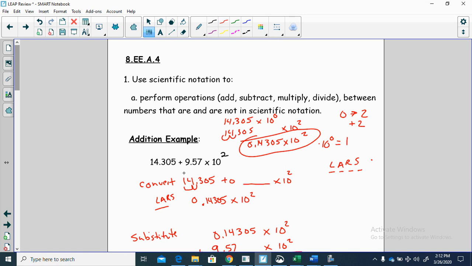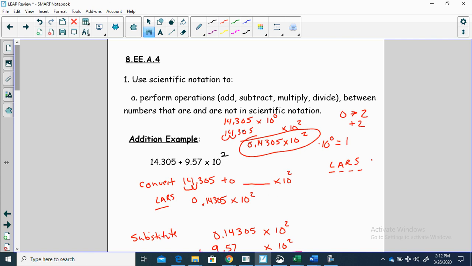We've got 14.305, and we're going to add 9.57 times 10 to the second. Now, when we add, we have to have everything in the same scientific notation. Everything would either have to be 10 to the second or set up without scientific notation. So first we need to convert one of these. I've decided I'm going to convert this one to 10 to the second.